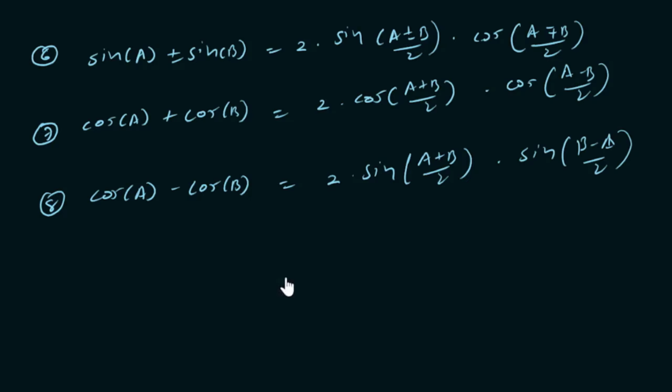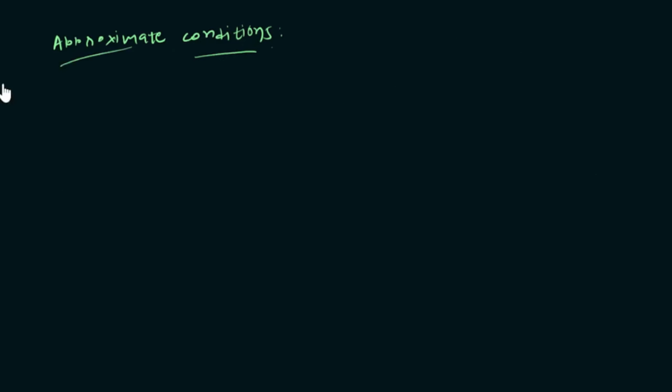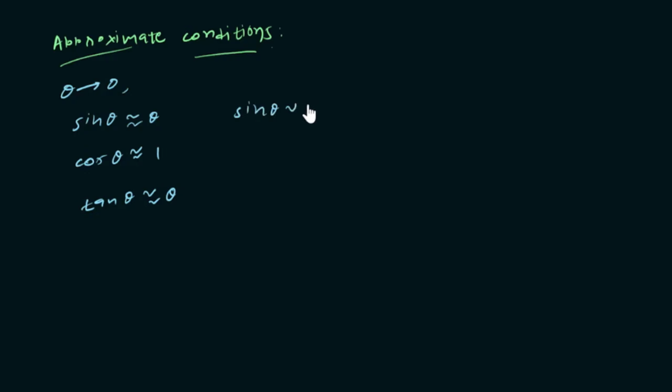Apart from this, if theta tends to 0, sin theta is nearly equal to theta, cos theta is nearly equal to 1, and tan theta is nearly equal to theta. So basically we can say that sin theta is nearly equal to tan theta, which is nearly equal to theta. Generally this theta should be in radians, not in degrees. Theta tends to 0 means theta should not be 0, but nearly equal to 0, very small.